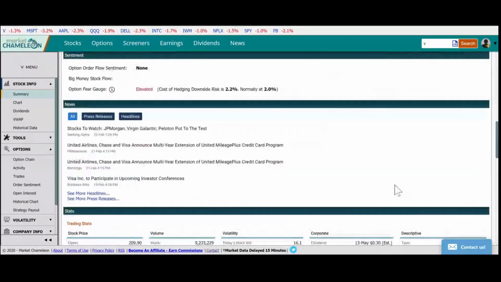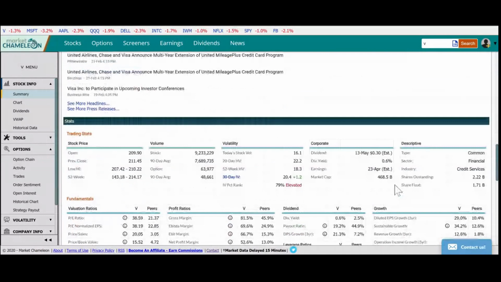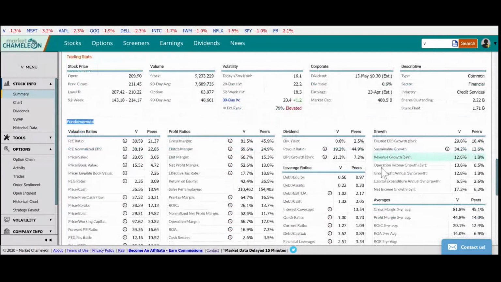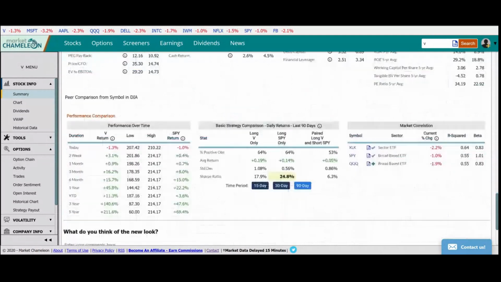So here I'm just going to do a quick analysis, just like we did that real estate analysis, and you could see here fundamentals. You could compare Visa to its peers, and here I'm going to go to relative strength. What this will tell me is how did Visa do versus the rest of the market? Did it perform better or worse? Is it a stronger week? So I'm going to go to 30-day here. You have 90-day, 30-day, 15-day.